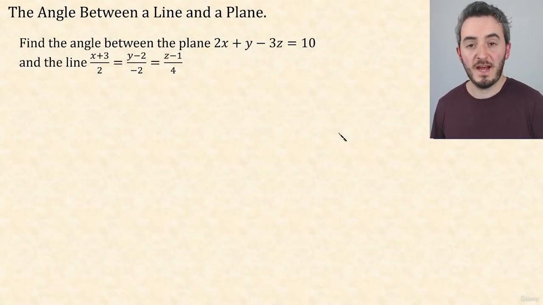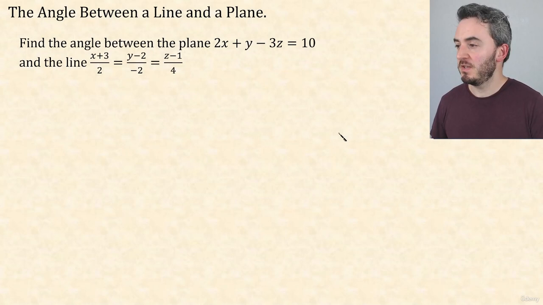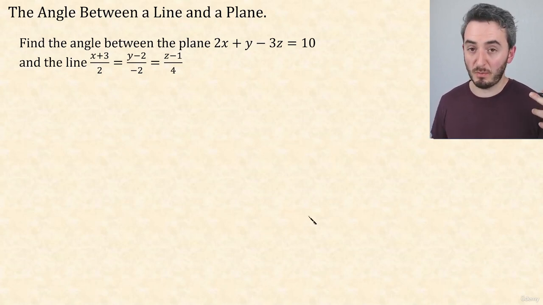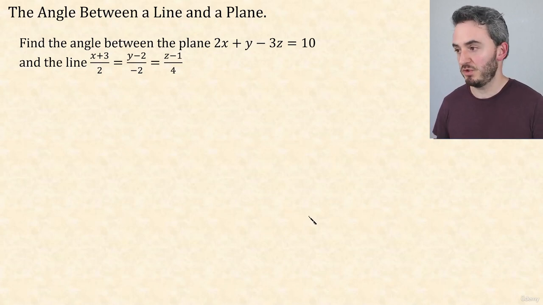In this video, we're looking at angles between lines and planes. So this question says, find the angle between the plane 2x plus y minus 3z equals 10 and the line (x plus 3)/2 equals (y minus 2)/(minus 2) equals (z minus 1)/4. Okay, so there's a particular way of representing this which makes it all much easier.